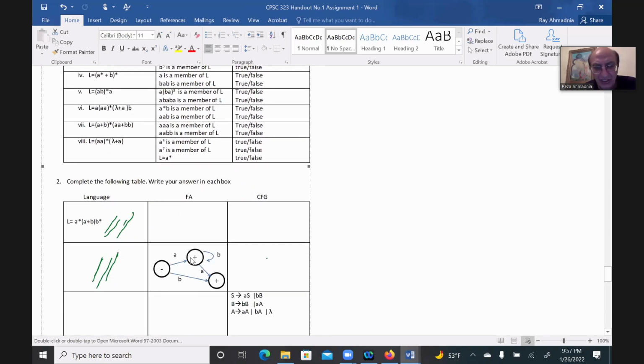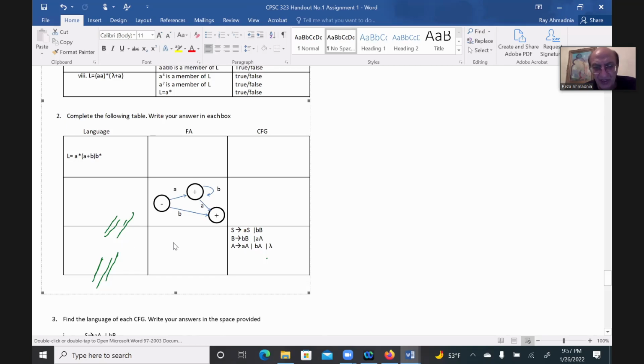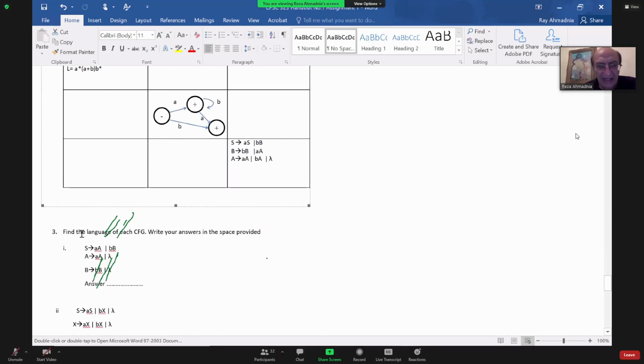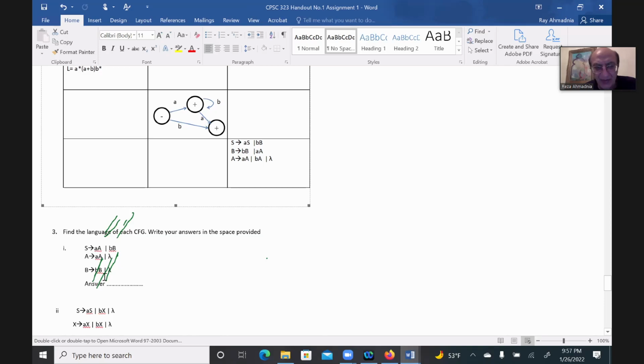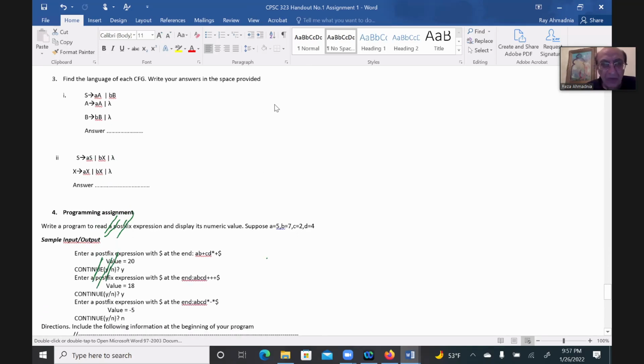This one here, the language is given. Find the FA, find the context-free grammar. The machine is given, find the language, find the context-free grammar. The grammar is given, find these two, and then find the language of this grammar. So first construct the machine and then find the language. If the grammar is this one here, find the machine and then the language.